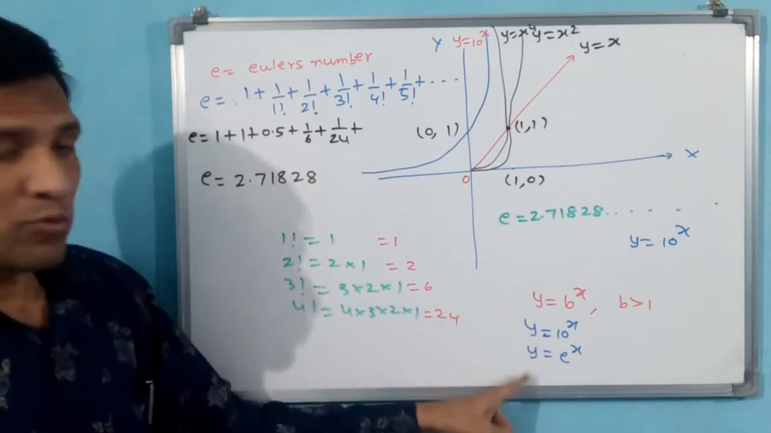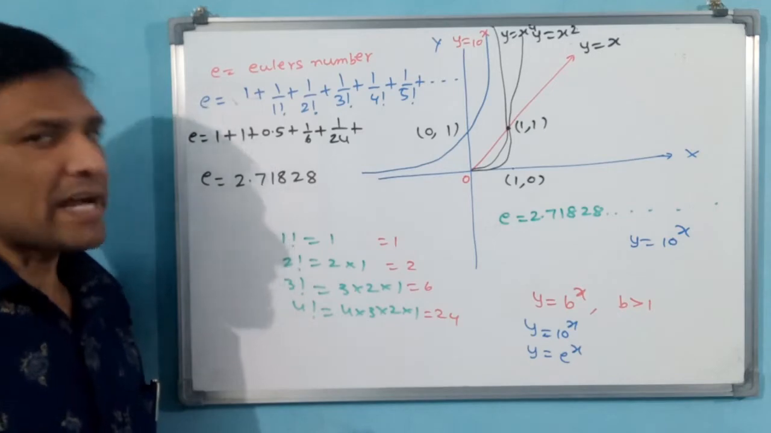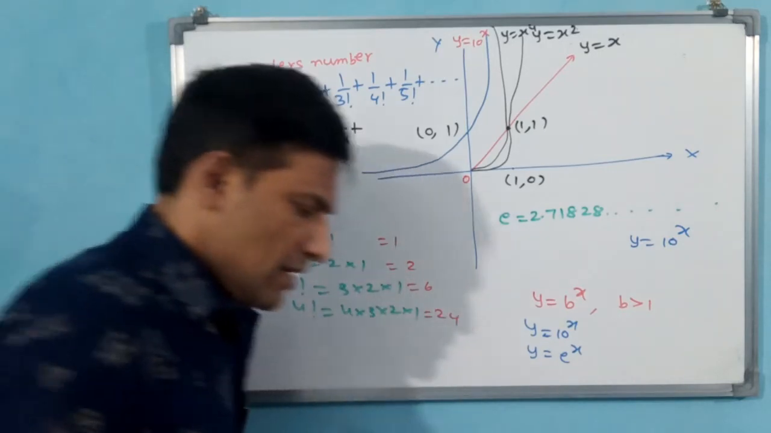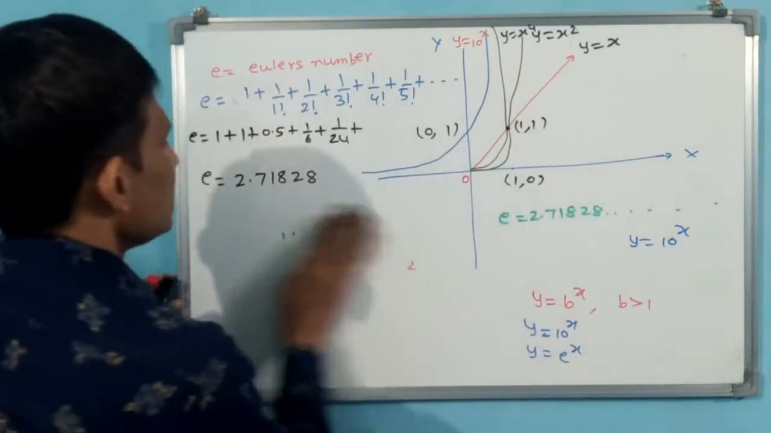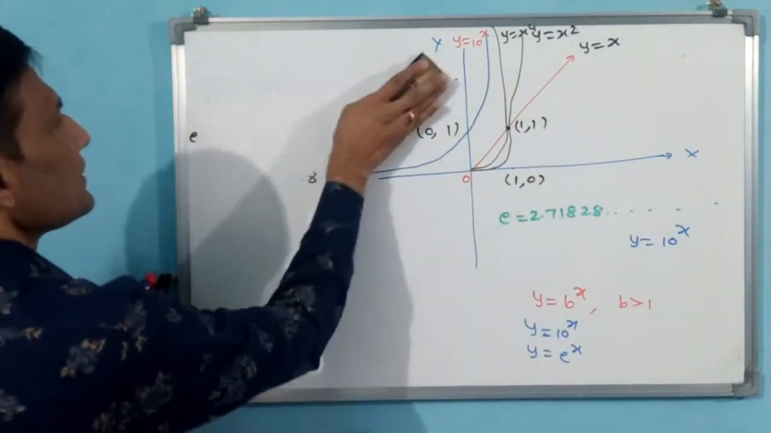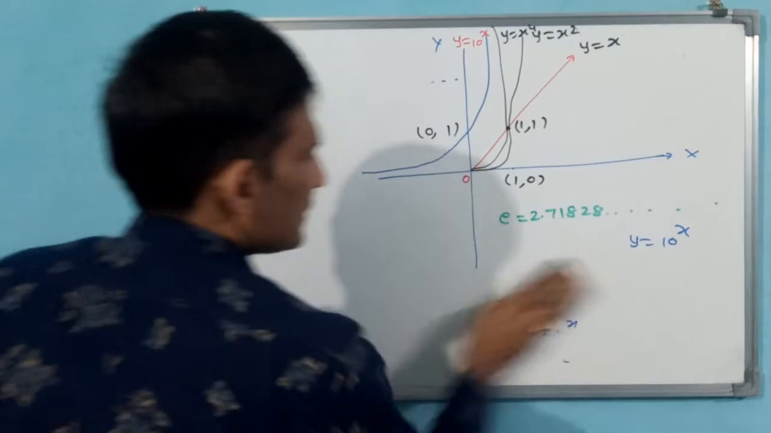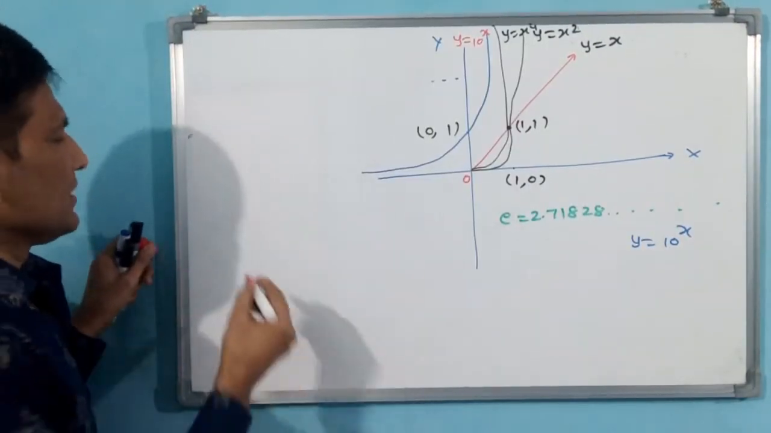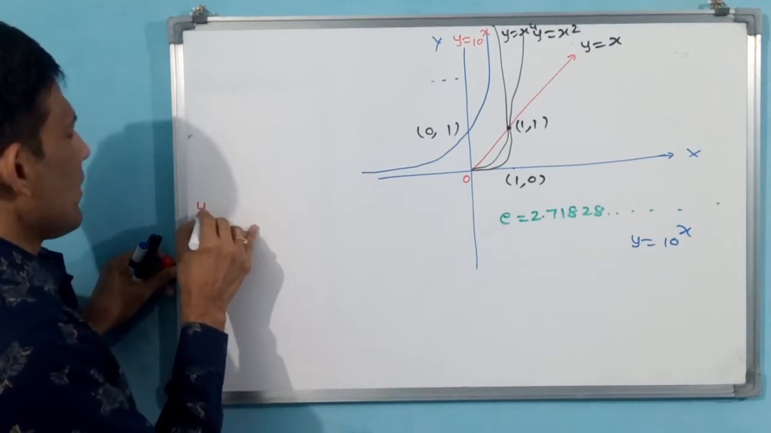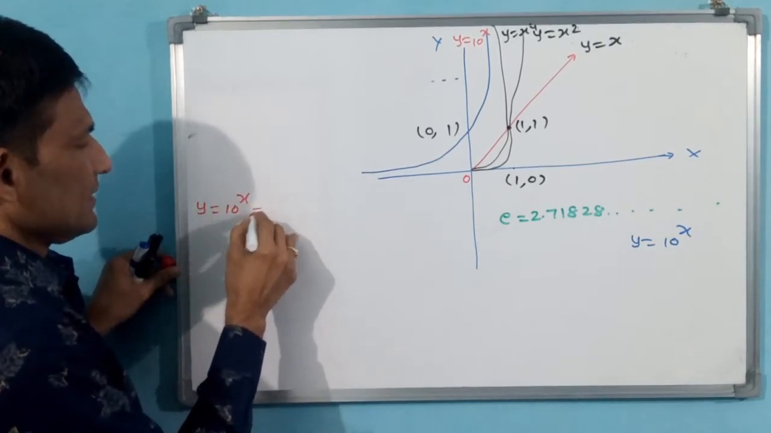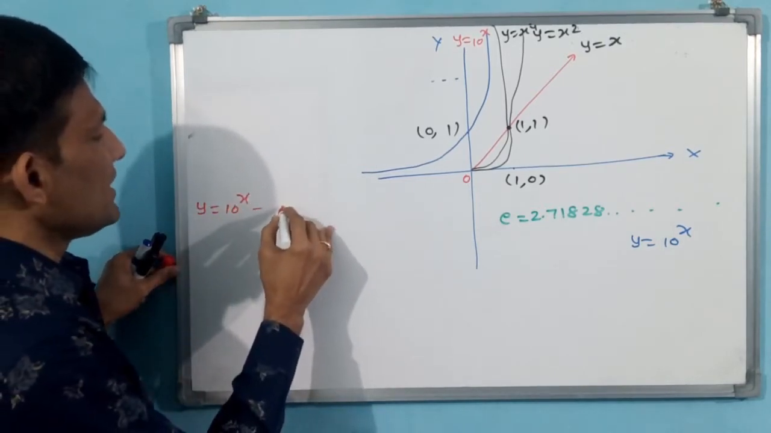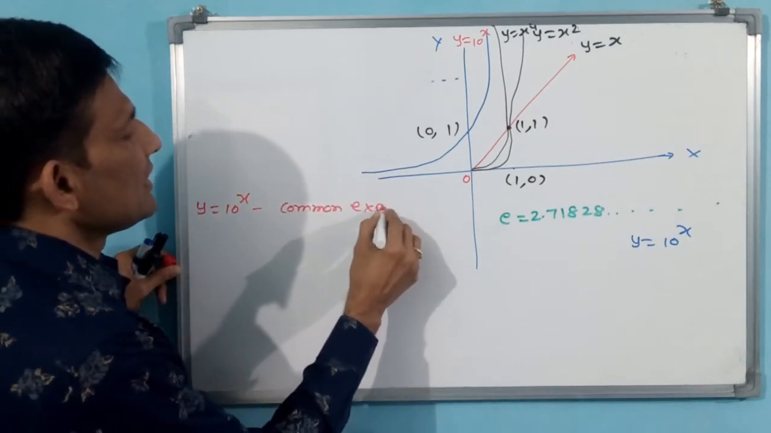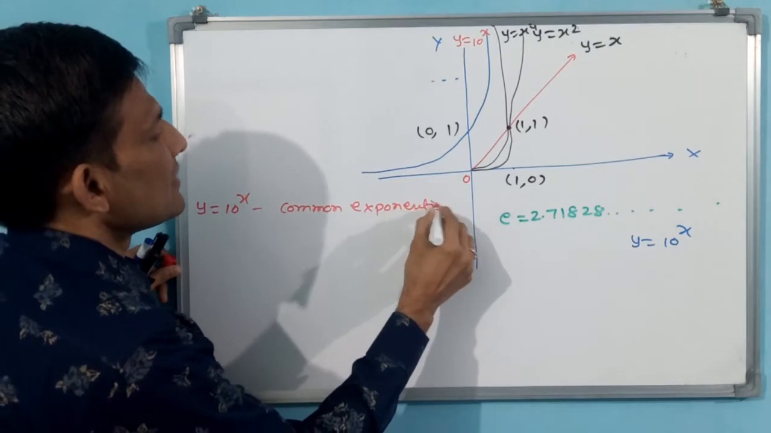That means these two numbers we have standardized for studying the exponential functions. Then what are these two functions? Shall we name them? Yes, we can name them. I am naming these two functions. You see, y is equal to 10 power x, if it is there, we will call it the common exponential function.